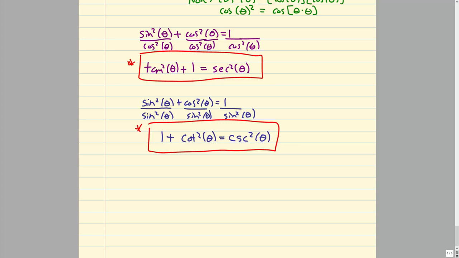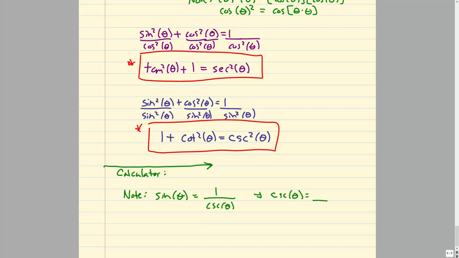One other thing I wanted to talk about was your calculator. On your calculator, you need to make sure, if you're trying to check answers using a reciprocal, for instance, sine of theta is 1 over cosecant of theta. We know that those are reciprocals of each other. So if I was trying to find out the cosecant of something, I would probably want to find the reciprocal of the sine.